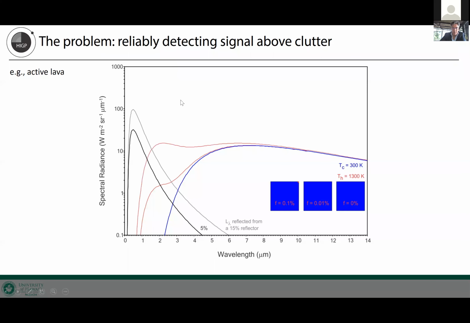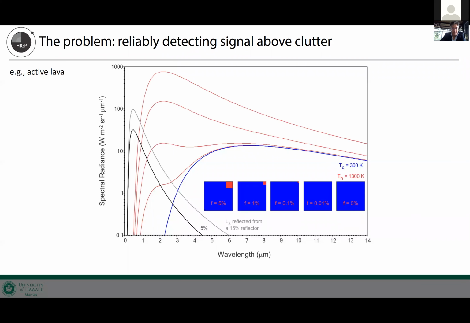So let's keep adding: 0.1%, 1%, 5%. As the size of the hotspot grows, eventually I get separation at 11 microns, but I get big separation at 4 microns, okay? If I'm looking at something hot at 1300 Kelvin. So in low spatial resolution data, active lava is really, really easy to detect, okay? Because at 4 microns, whether it's by night or by day, you get huge separation. Just look at this. This is orders of magnitude separation between the signal and the clutter, okay?